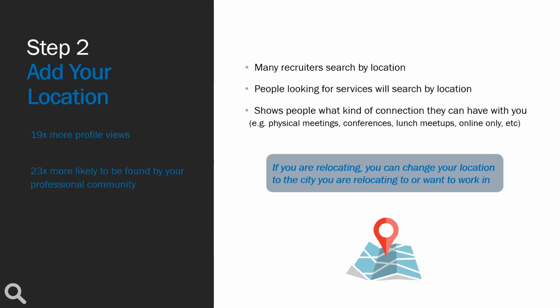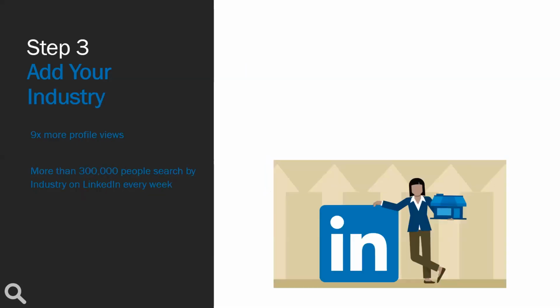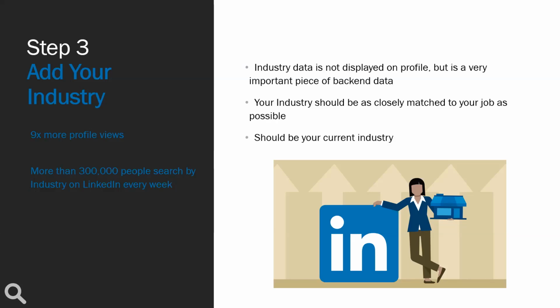Okay, then step 3 is adding your industry. Now, people with the industry added have 9 times more profile views, and more than 300,000 people search by industry on LinkedIn every single week. That is a lot of searches, and you want to get a piece of that pie if you actually want to be found. So you need to make sure that your industry is in there.